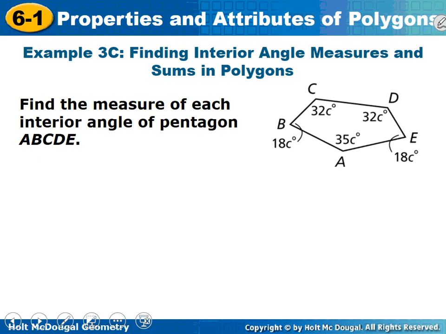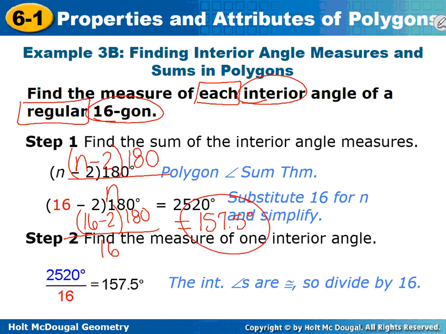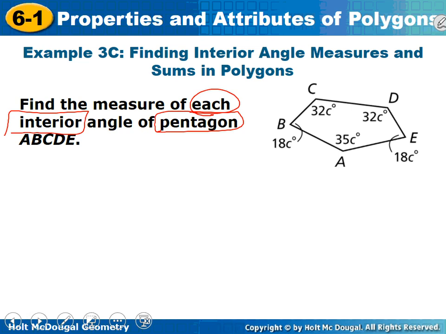Let's look at this one. What are keywords? Each. What else? Interior. Pentagon. What's missing? Doesn't tell us that it's regular. We are looking for each angle inside the shape, but we don't know that it's regular. In fact, when I look at the picture, is it regular? No, how do I know it's not regular? It's got different expressions for each angle. So it's not equiangular, therefore it is not regular.